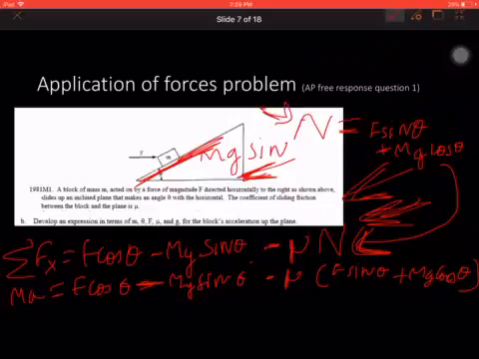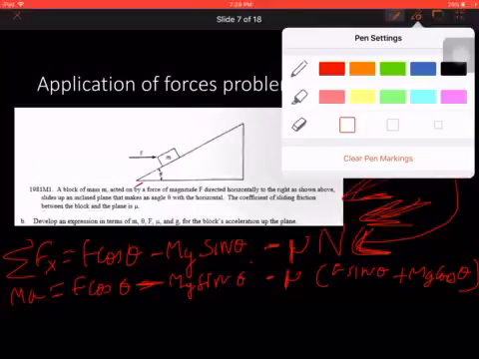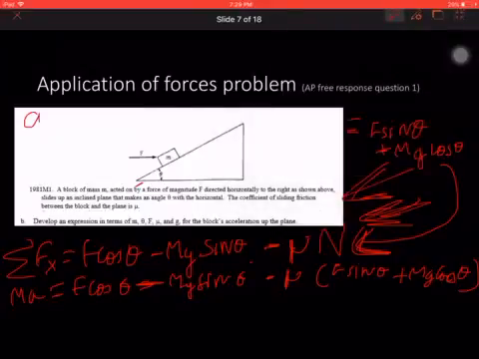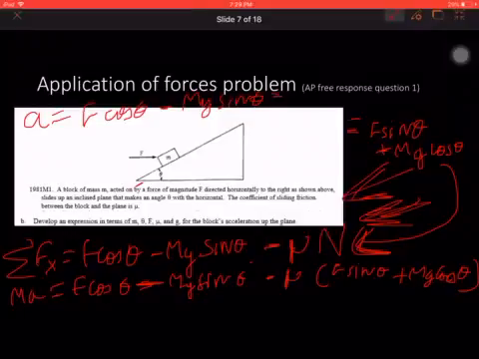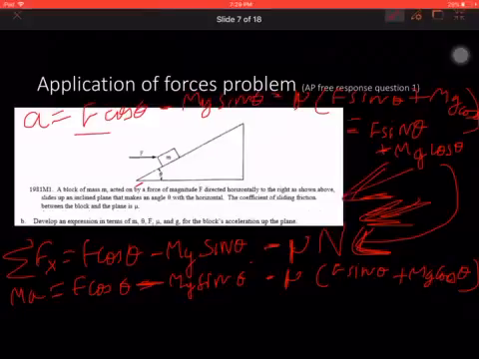So all we need to do for acceleration is divide it all by m. So a equals F cosine theta minus mg sine theta minus mu times (F sine theta plus mg cosine theta), all of that divided by m.